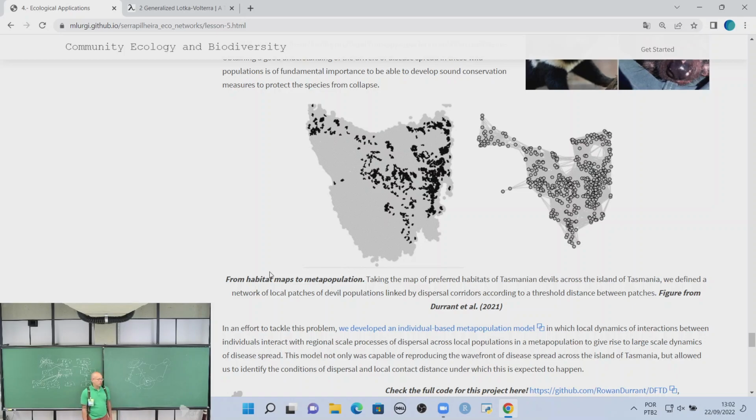But there are people, so one of the colleagues who was involved in this project is actively collecting data on mortality and all of these things in different populations across Tasmania. So you could use data to validate at least the first part of the model. For the second part, you will need to set up a way of actually isolating those populations that we have identified. But at least to my knowledge, no one is doing that yet. But that's the hope.